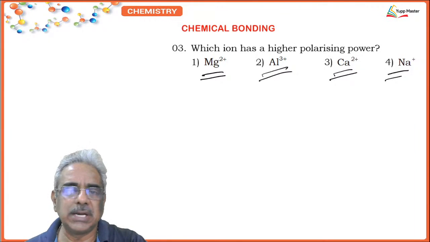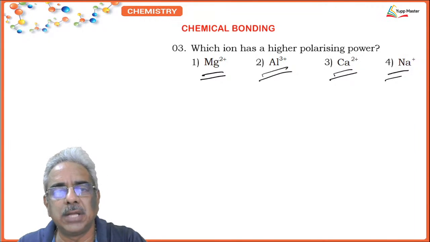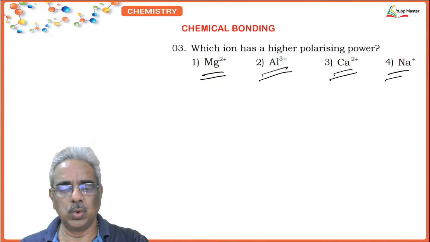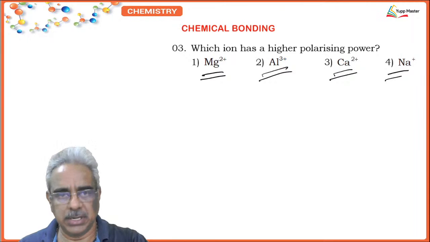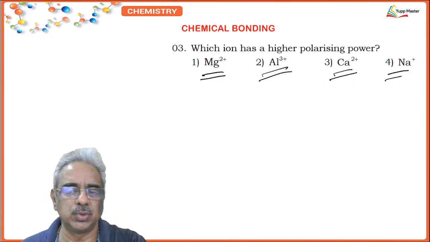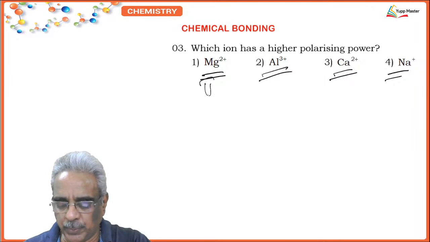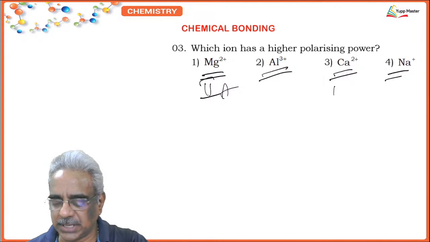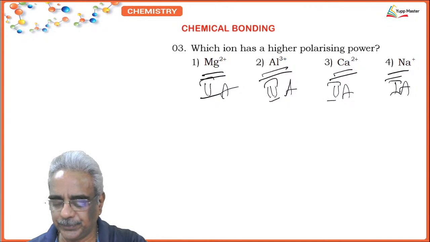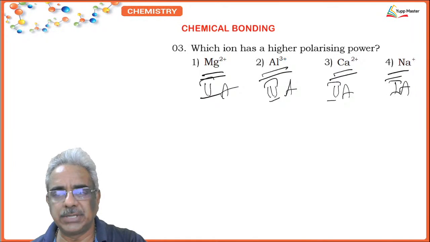See, to decide this, you must have complete idea on the periodic table. Right from the beginning, I have been advising the students to have good hold on the periodic table. By seeing element symbols, you must be able to identify to which particular group or period a particular ion or atom belongs. Magnesium is second group, second A, calcium is second A, sodium is first A, aluminum is third A. As you are moving from left to right, two belong to second A.